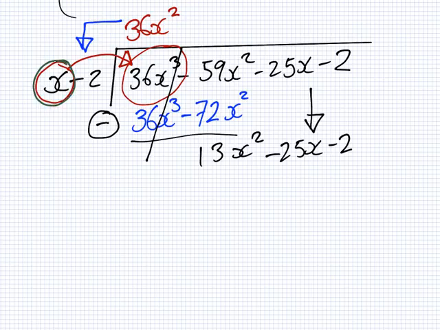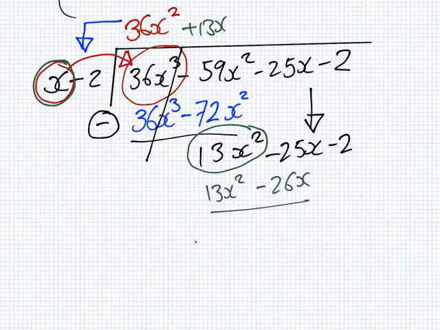What do we multiply x by to make it 13x squared? 13x. Next step, we multiply 13x squared minus 26x. Next step, we minus. These are gone, and this leaves you at x. Last step, carry down minus 2.